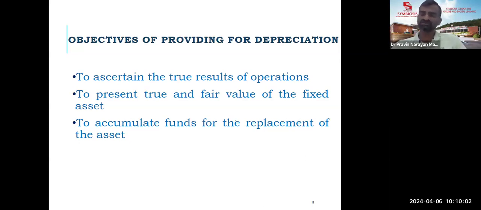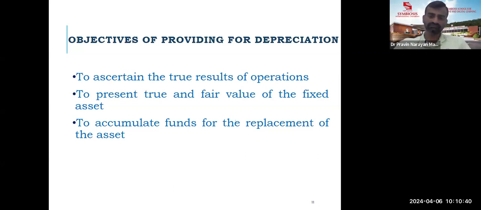Suppose the price of that is 20 lakhs and the lifespan is 10 years. Suppose after 10 years that equipment will be expired, or we can say its life is completed. So we have to make the provision for purchasing the new CT scan machine after 10 years. So for making the provision, we have to charge the depreciation. So these are the objectives for providing the depreciation.